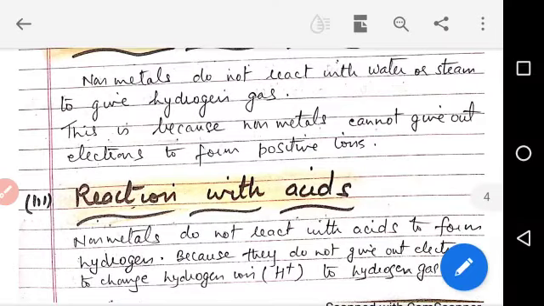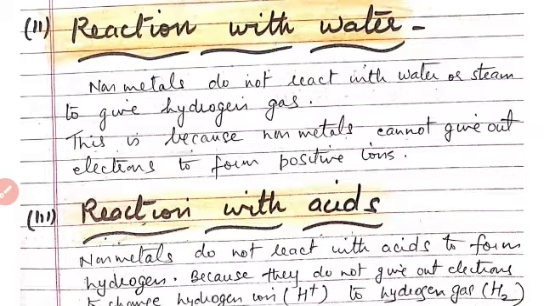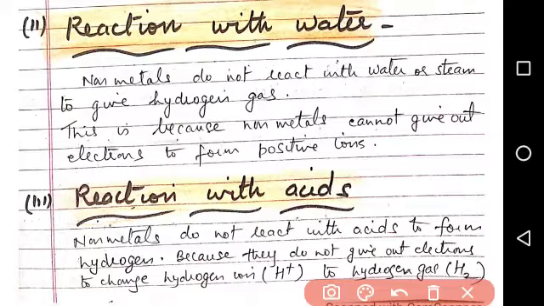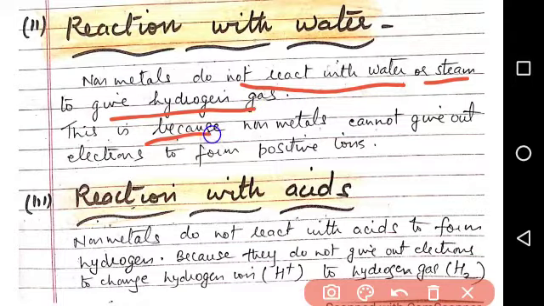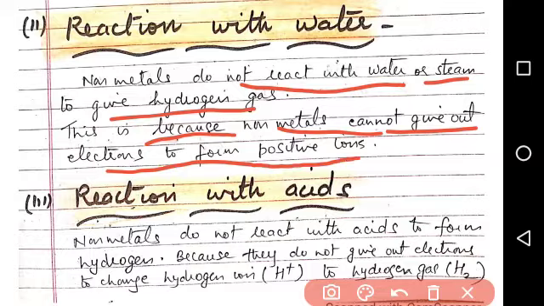Second reaction is reaction with water. Non-metals do not react with water or steam to give hydrogen gas. This is because non-metals cannot give out electrons to form positive ions. This is contrary to the metals, which readily react with water in different conditions because they can form positive ions, whereas non-metals do not form positive ions and they do not react with water.